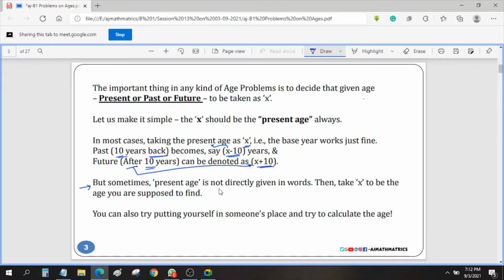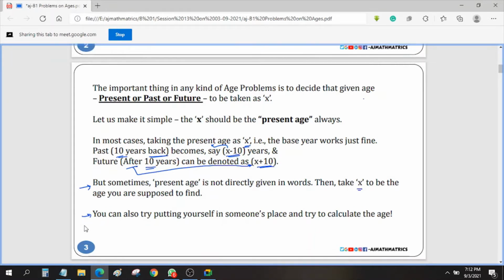Now see the fourth point. Sometimes the present age is not directly given; then take x as the age that we are supposed to find. This works for a few questions. And one more important thing: you can also try putting yourself in someone's place and calculate the age. In age questions, ages are given directly, so instead of solving manually, if you place yourself in the question, it will be easier. That is my intention. These are the few important points.